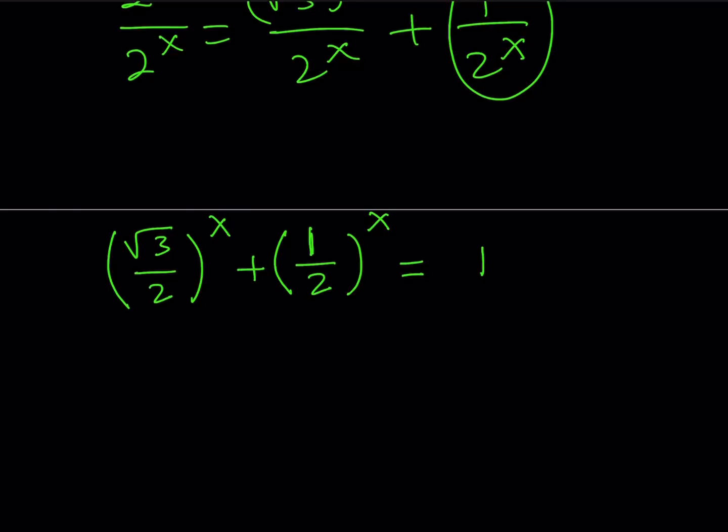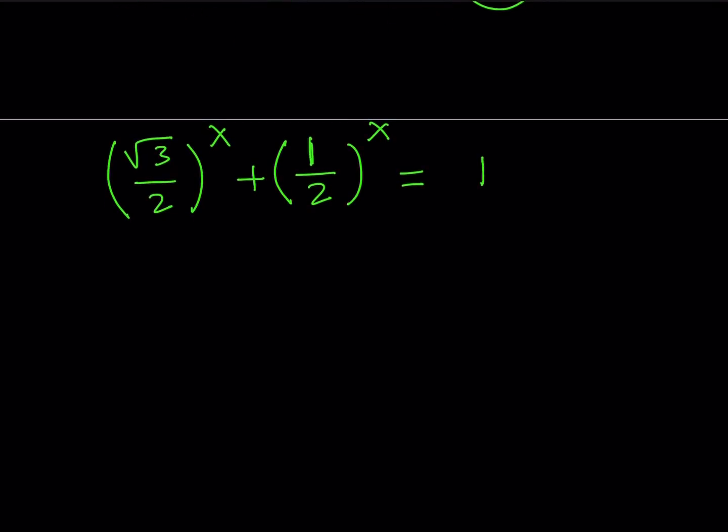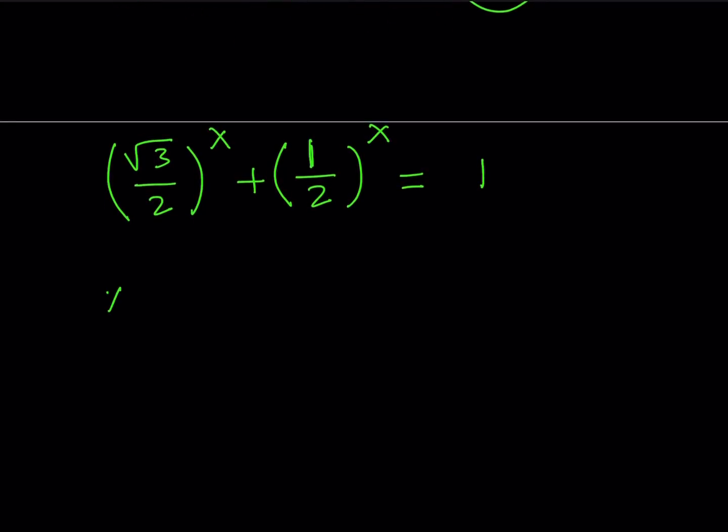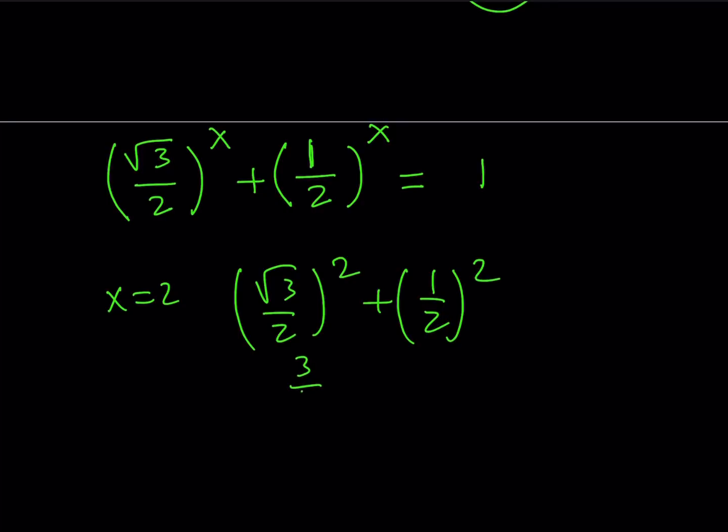Beautiful. What is that supposed to mean? Well, it means that the Pythagorean theorem applies here. Remember, in our geometry puzzles we used it, but we can also use it in algebra. So we do know that x equals 2 works. Why? Because if you square square root of 3 over 2 and you square 1/2, you get 3/4 plus 1/4, which is equal to 1. Great. So x equals 2 is a solution.